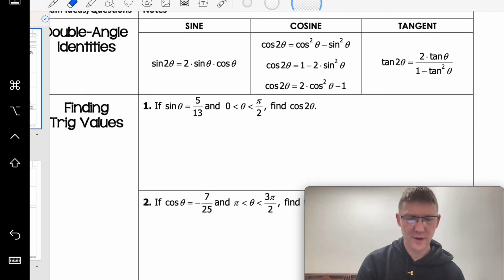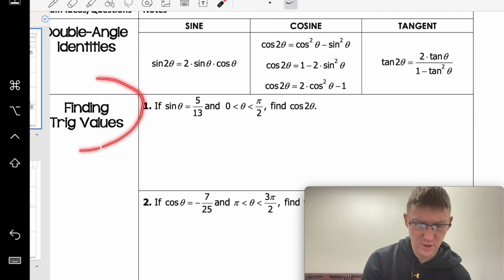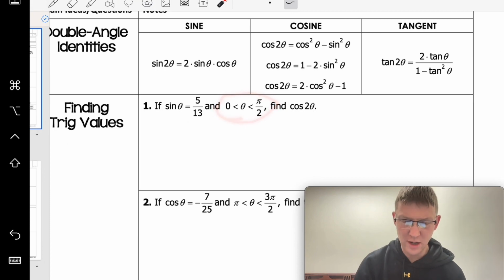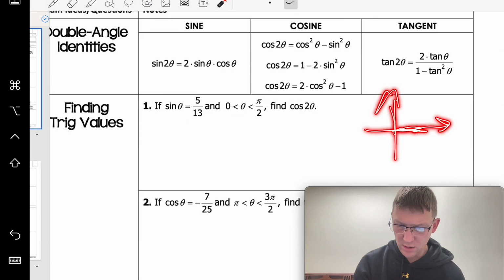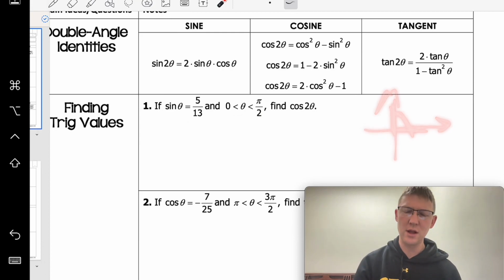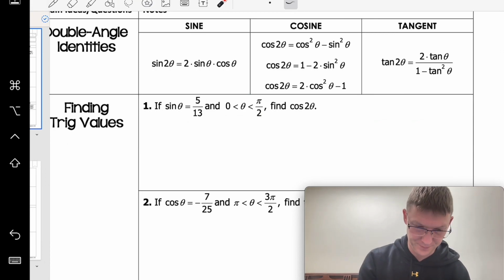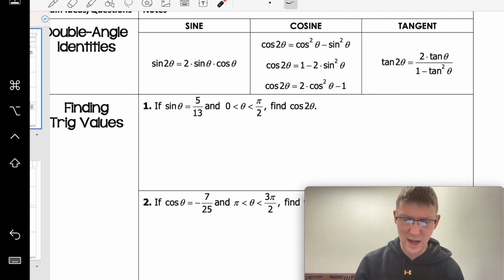So looking at our first type of problem, it is find the trig values. They give us a sine of theta, and they want us to find cosine of 2 theta, and then they tell us what quadrant it is. So if you remember, here's 0 over here, here's pi over 2. So we're in this quadrant 1, which is really convenient because everything is positive in quadrant 1, so we don't really have to worry about negative signs and things like that. So let's look at what we've got and where we're going.